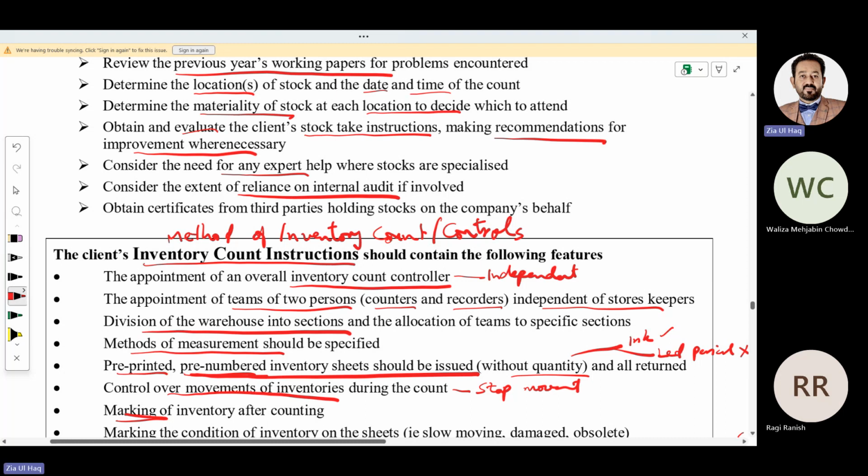Before count, we need to make sure if client inventory is held by a third party. So we should request the third party to provide us a certificate of the inventory.